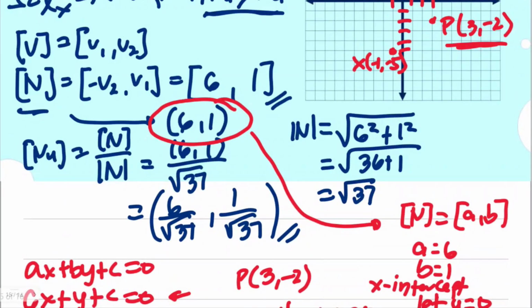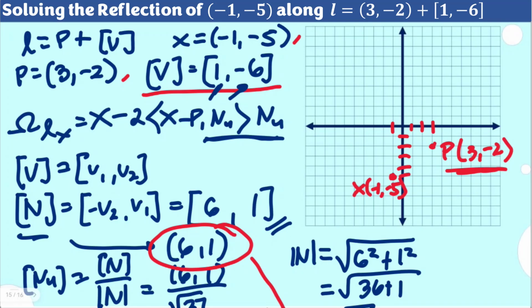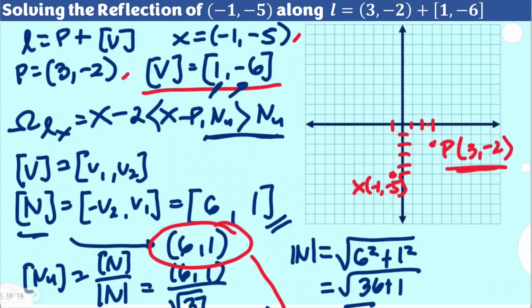So the other point, 8/3 is actually 2.67, so somewhere here, and 0. This was our (8/3, 0), the x-intercept of the line. Together with point P, this is now our line. Again, let me do it again. This would be our line, together with point P.